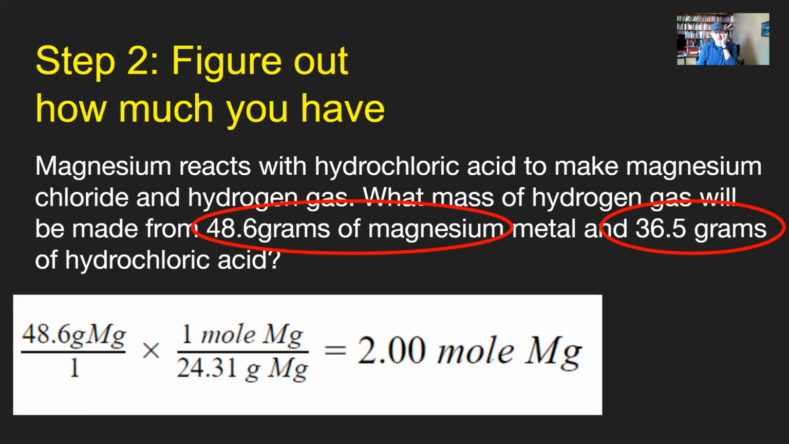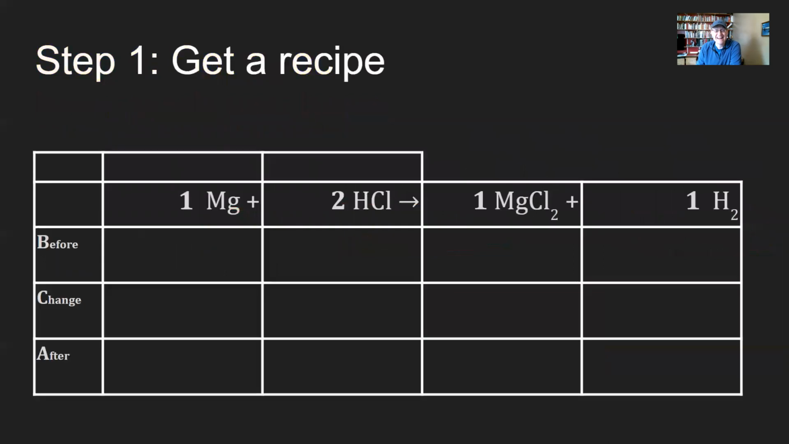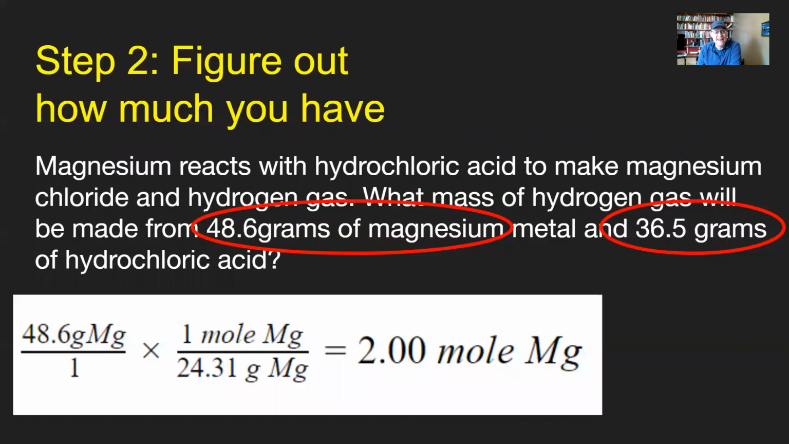Well, now we have to figure out how much stuff we actually are starting with. We've got 48.6 grams of magnesium and 36.5 grams of hydrochloric acid. I cannot just stick those numbers directly into the BCA table, because this BCA table works off of particles or moles. And as we learned before, mass and moles, or mass and particles, are not the same thing. So we have to convert those masses into moles first.